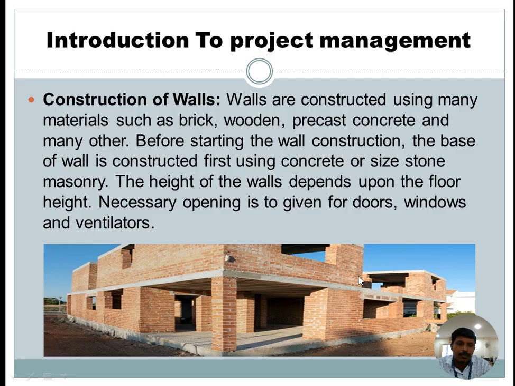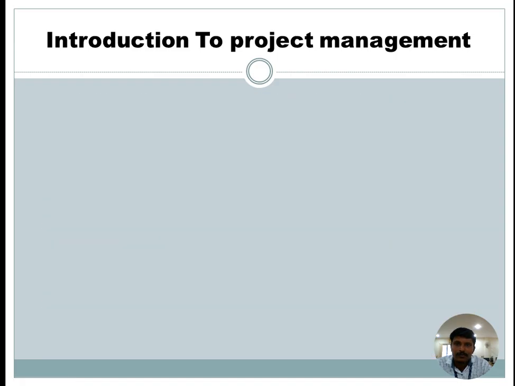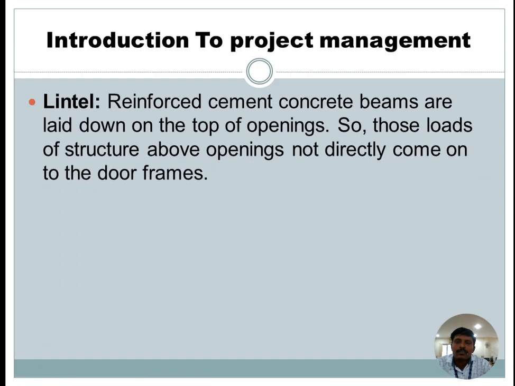Generally in normal residential buildings, the wall height is taken as 10 feet, and the thickness of the wall is 8 to 9 inches. Then lintel work. Lintel means reinforced cement concrete beams are laid on the top of the openings, so that the loads of the structure above the openings do not come directly on the door frames or window frames.